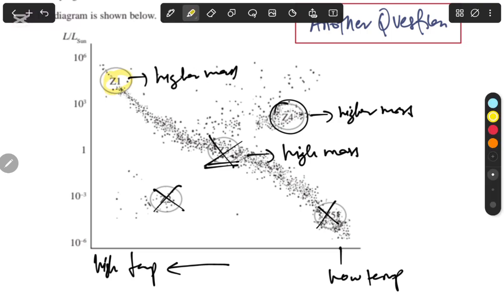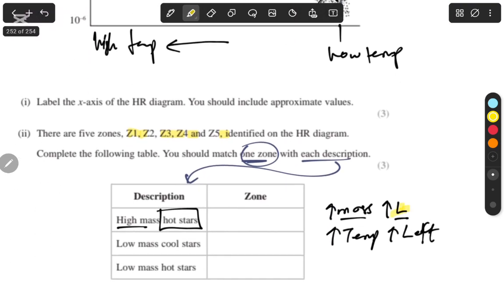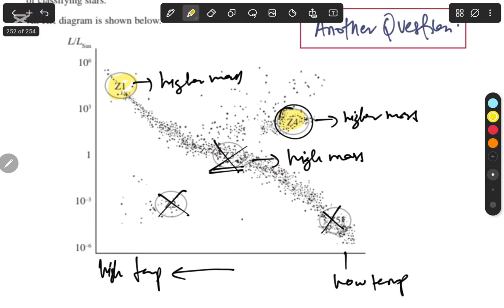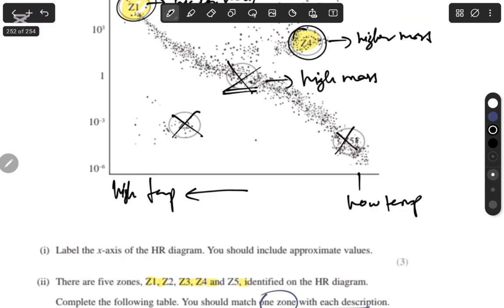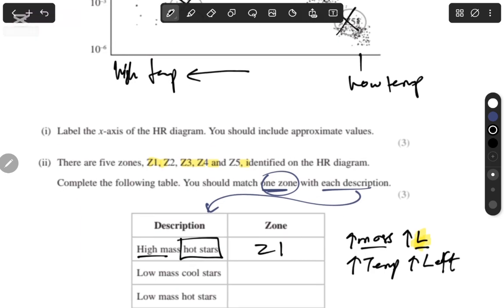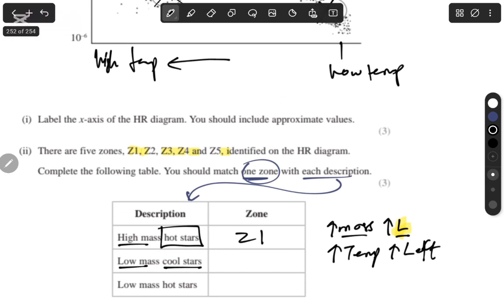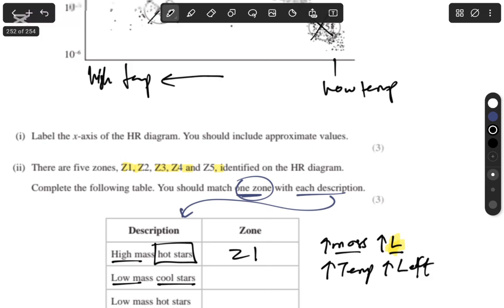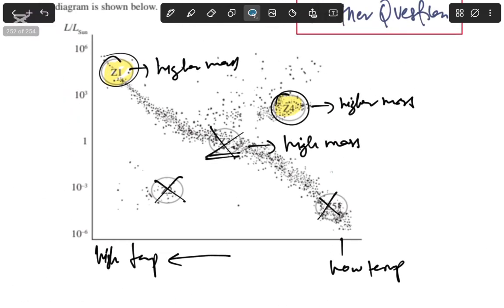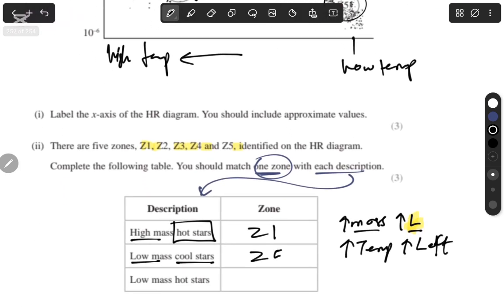Now, comparing Z1 and Z4, which has more mass? The one which has more luminosity. So the one which has high mass in comparison to the rest, and which is the hottest, is Z1. So that's the first one. The second says low mass and cool stars. So for this one, I'm looking for something that has low luminosity and low temperature, and I think you should know which has the lowest luminosity and the lowest temperature. That is Z5. So we can go with the Z5 region.